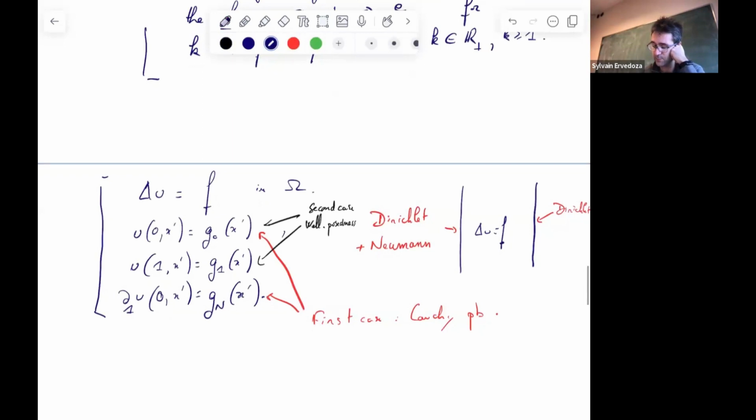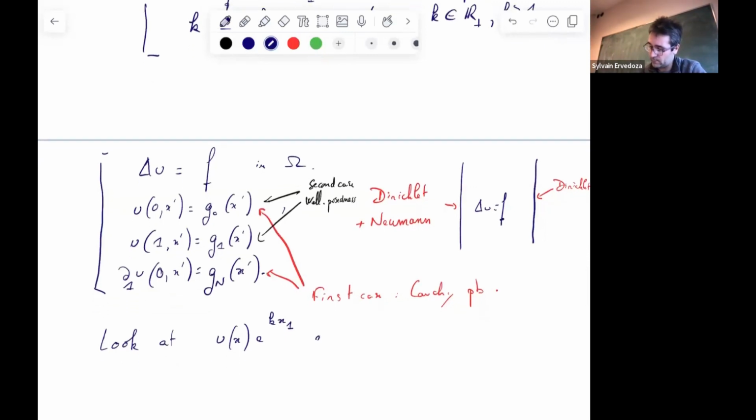So what we will do is simply look at u of x exponential kx1 and try to get estimates on this. Okay? And try to get estimates. So I will call this v of x, to get estimates on v uniformly with respect to k.